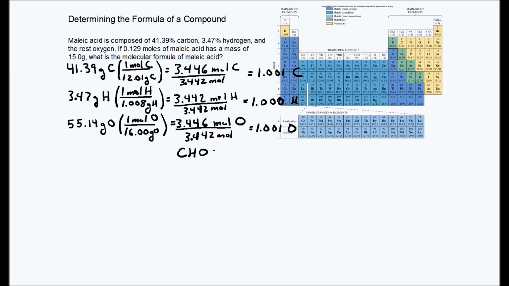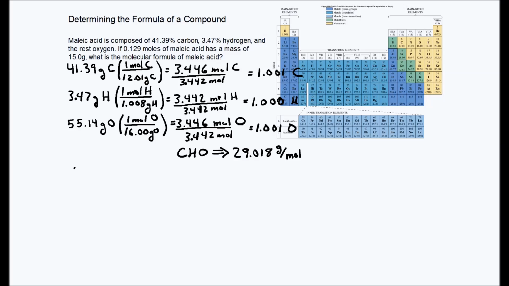So now I can find the molar mass of my empirical formula here. 1 carbon, 1 times 12.01, plus 1 hydrogen, 1 times 1.008, plus 1 times oxygen, 16. So I get 29.018 grams per mole as the molar mass of my empirical formula. But now I need to know the actual molar mass of the actual compound. And they give me enough information because they tell me 0.129 moles of it weighs 15 grams. So to find the molar mass, I divide those two numbers.